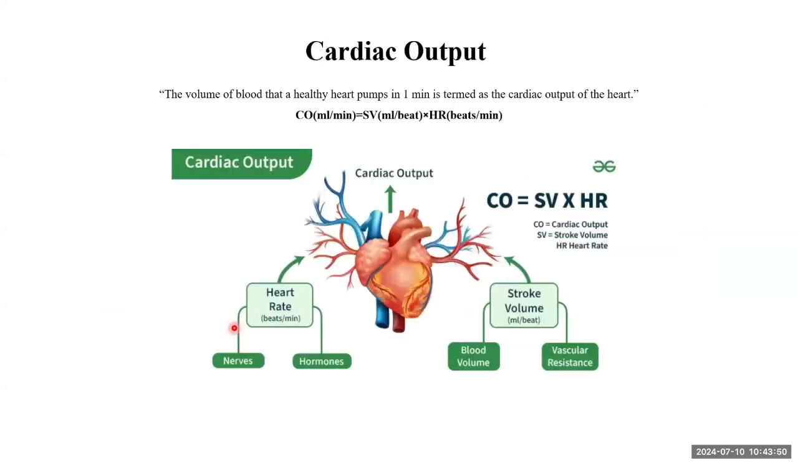Cardiac output is basically the amount of blood that a healthy heart pumps in 1 minute. So what decides the cardiac output?